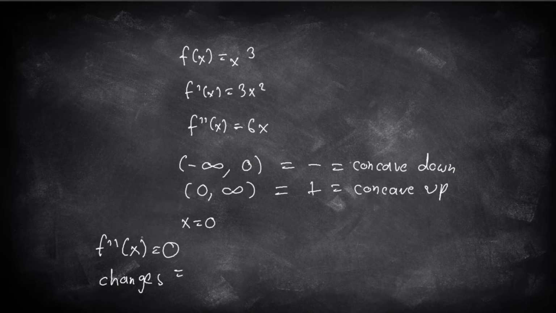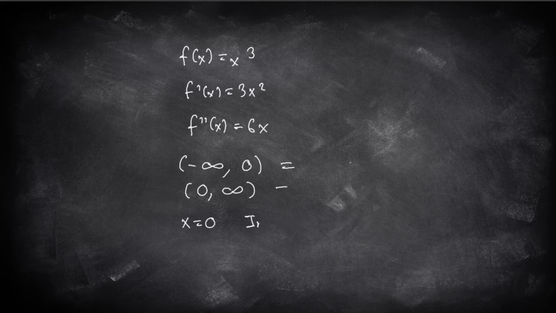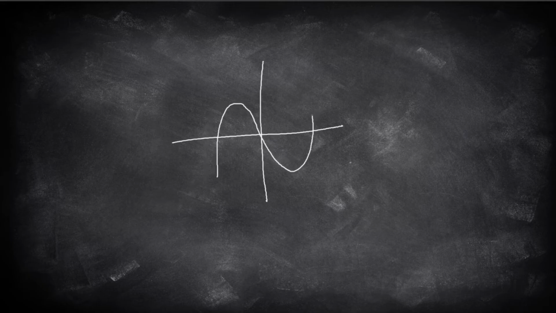To make sure the second derivative is 0, plug in 0 here: 6 times 0 is 0. So this checks, and this one checks. That means at x equals 0, we have an inflection point. That makes sense, because let's draw the graph of our cubic. It looks something like this.